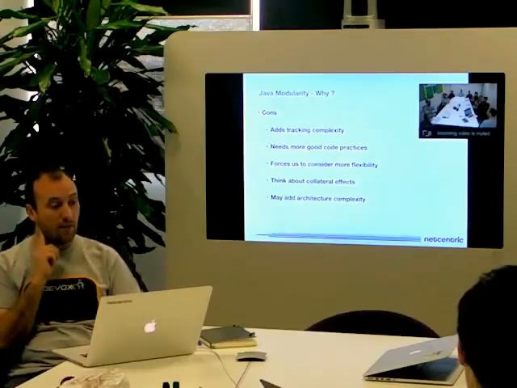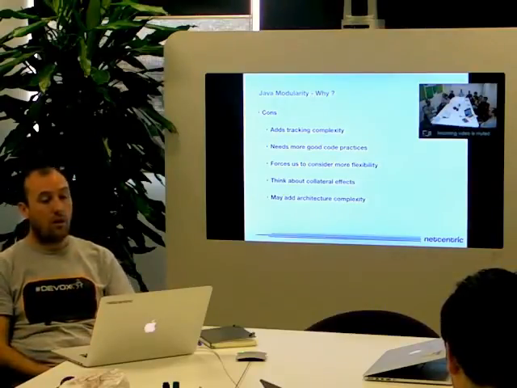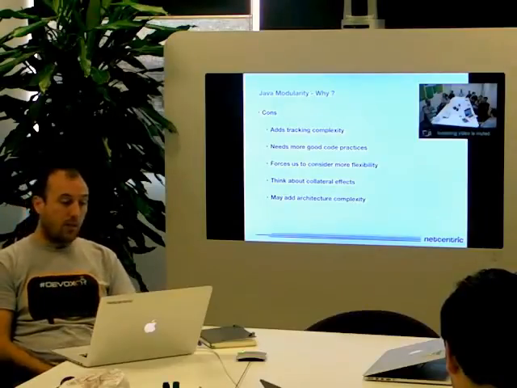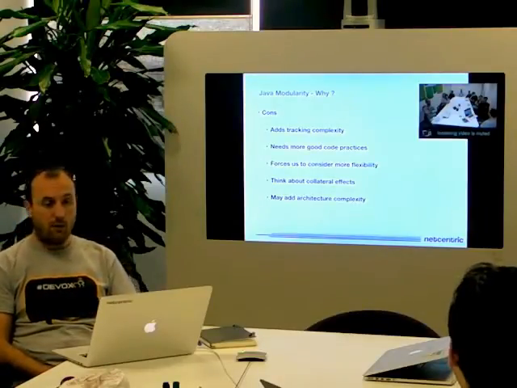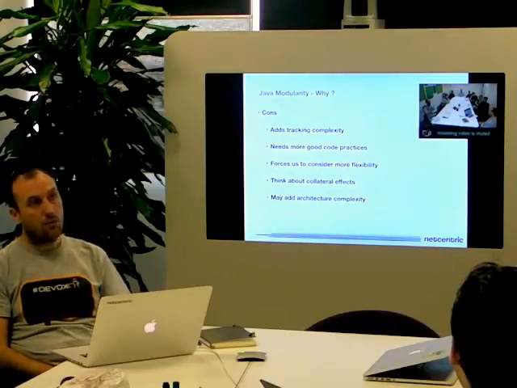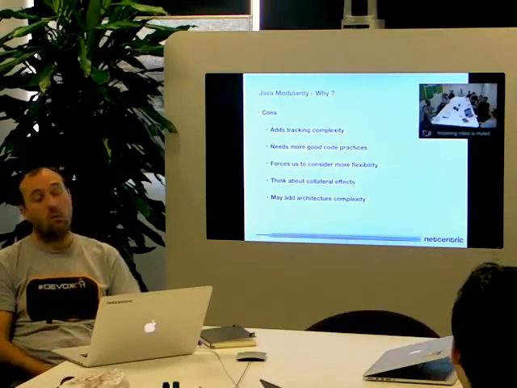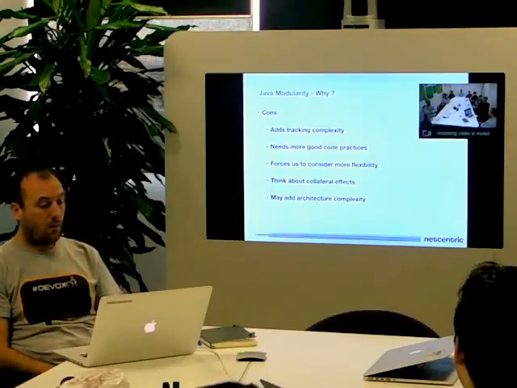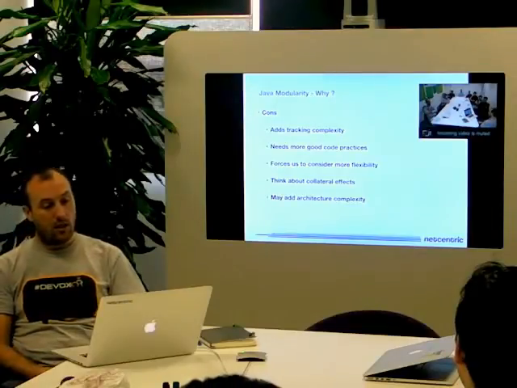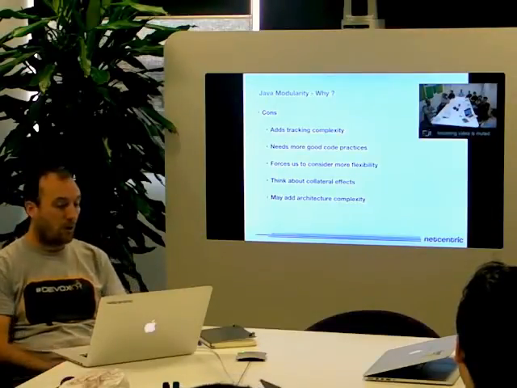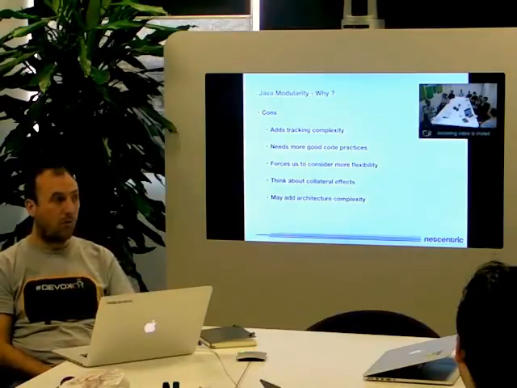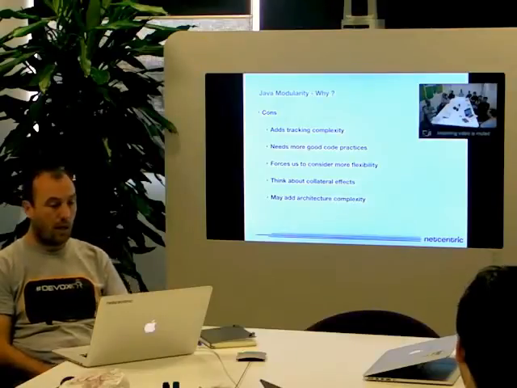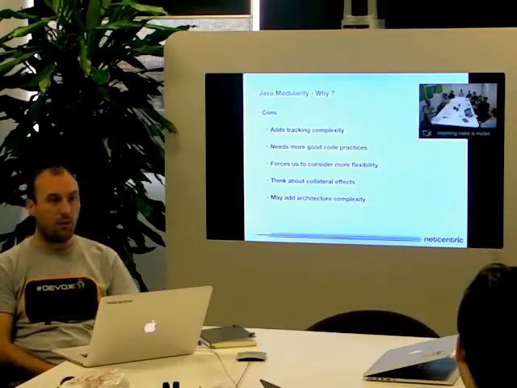But it could have different cons because it adds more tracking complexity, because when we have only one module, we only have to take into account one piece of deployable code and only one version. Also, it needs us to be more accurate with our code practices to avoid repeating code, to reuse code, and to keep independence between the modules.